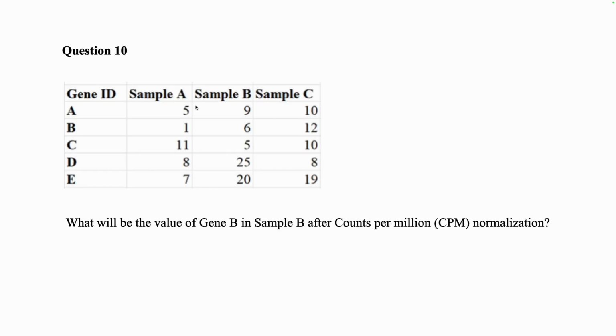In this question, we are given 3 samples. For each sample, we are given the read counts of 5 genes: A, B, C, D, E. What is asked? What will be the value of gene B after counts per million normalization? After CPM normalization, we need to find the value of gene B in sample B. Please try to calculate this question.